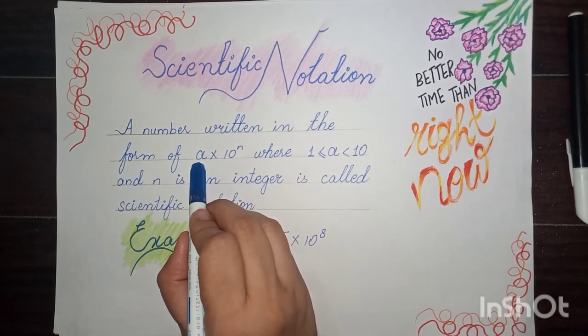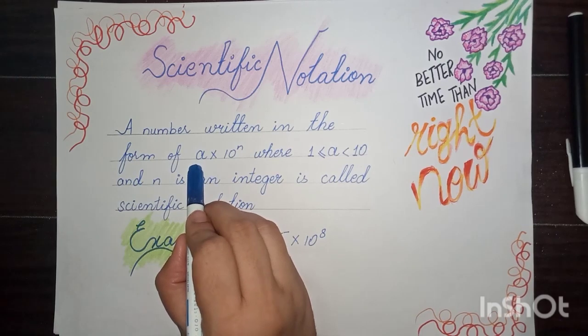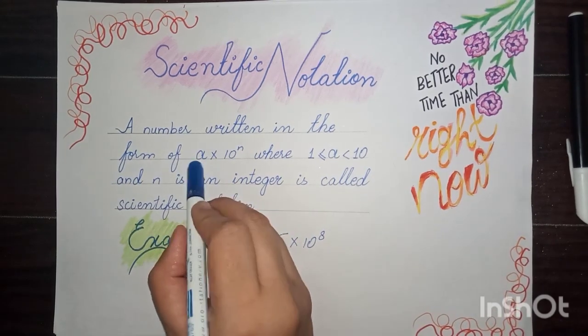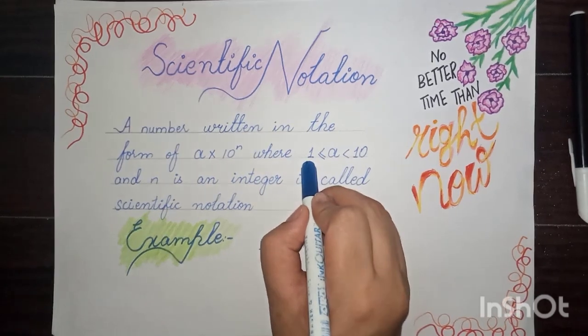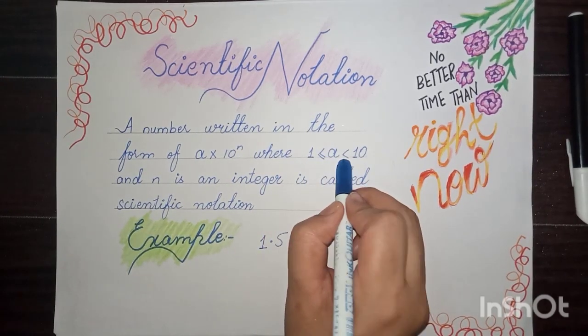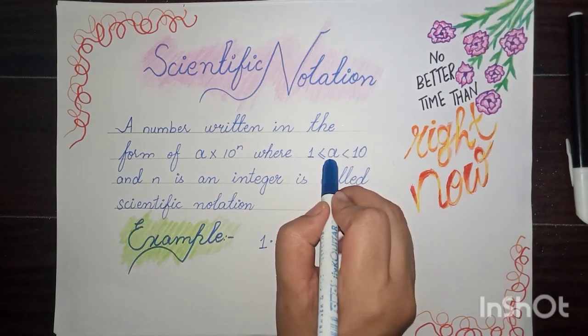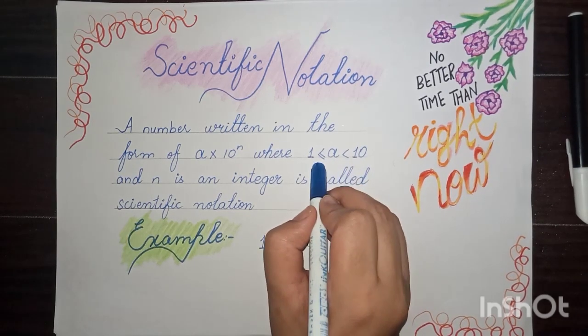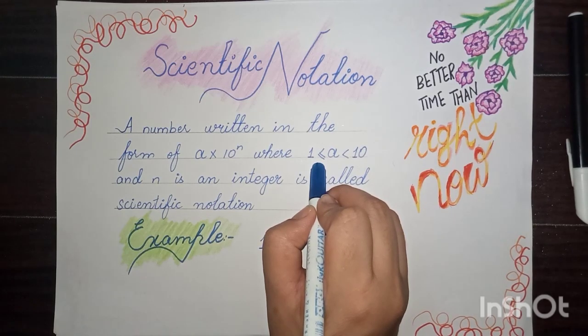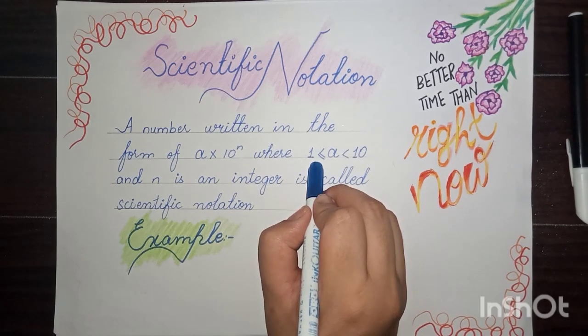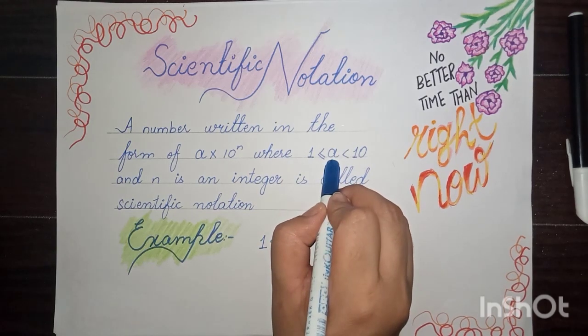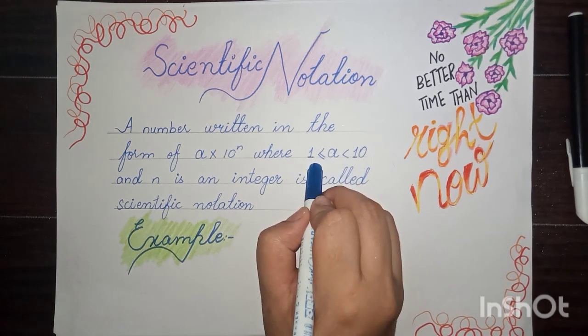Now we have to talk about this a. This is a very important point of this scientific notation. A must satisfy 1 is less than or equal to a is less than 10. Means a lies in between the first 10 digits starting from 0, 1, 2, 3, 4, 5, 6, 7, 8, 9, 10. You cannot go further. This is the restriction.